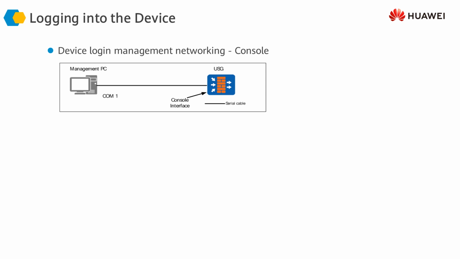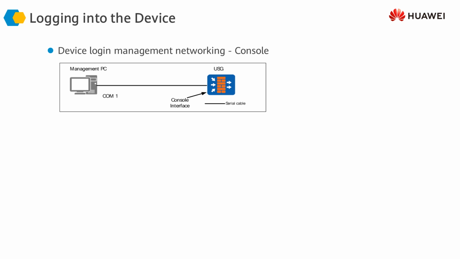First off, let's take a look at logging into the device, that is, how we can log into the device and do the management and configuration of the device. There are primarily two ways to log into the device. One is by accessing the device through the console port when we are physically present next to the device or close to it. We can access the device locally and do the configuration. We can also call it the physical way of accessing the device through the console interface.